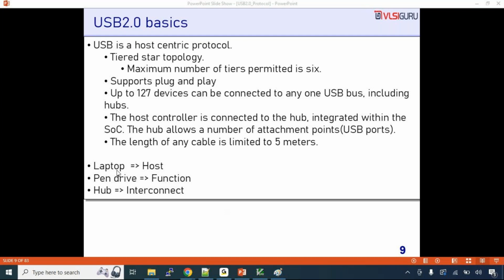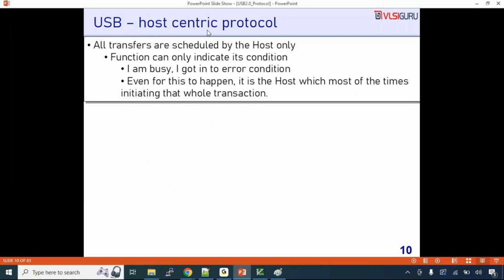Next, in our terminology, the laptop indicates the host, the pen drive indicates a function or a device, and the hub indicates the interconnect. Now, if you have only one device to connect, you can directly connect host and function without any hub. But if you want to connect multiple devices, you have to use the hub. So this is a brief about USB protocol basics, nothing specific to 2.0. We have already discussed why USB is called a host-centric protocol.